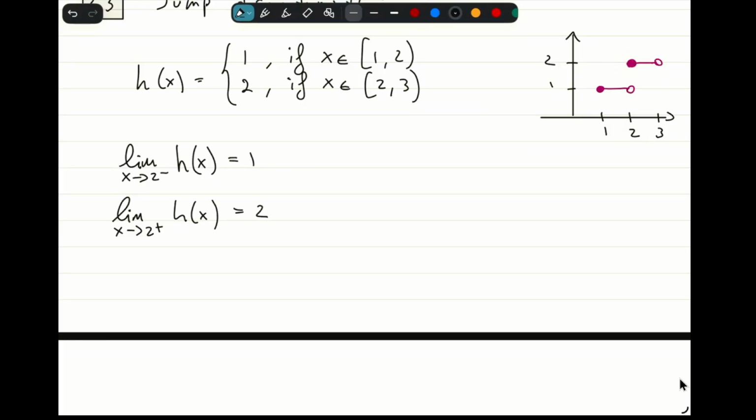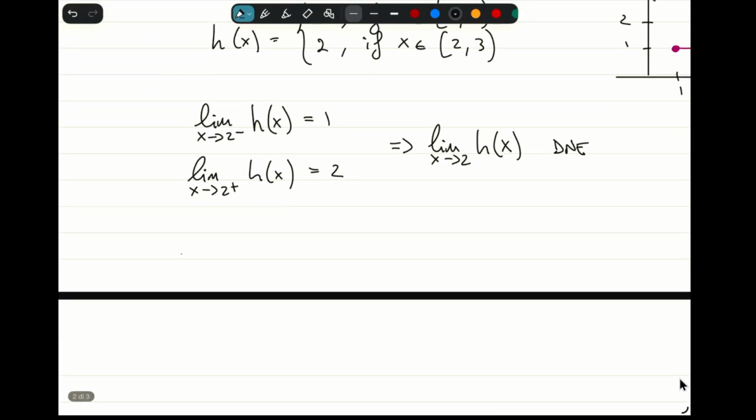Excuse me. And then from this, again, we can draw the conclusion. The limit as x approaches 2 of h of x does not exist, and therefore h of x, g of x was the other one, is discontinuous at, well, 2 in this case.